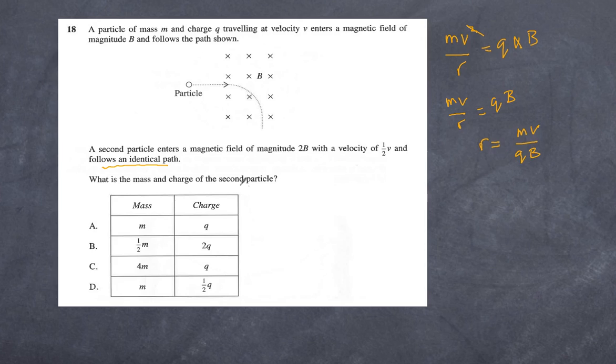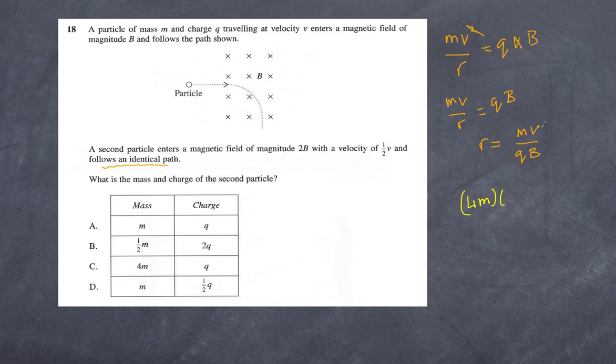The trick now is that if I substitute in these combinations, will I get mv over qB? And if you look carefully at the relationships, the only possible answer will be C. And I'll verify that. So if I do C as a possible solution, I have m, and that is equal to 4m.